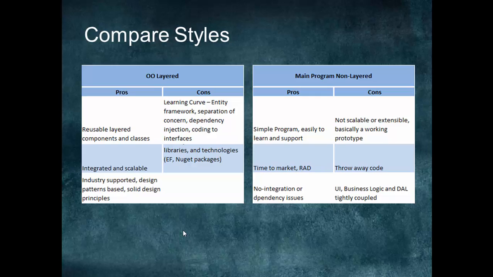So the pros of a main program with a lot of function calls would be that it's a very simple program. It's obviously very easy to learn, very easy to support because it doesn't have the integrated layers. Time to market would be a lot faster because you don't have to really architect anything. You just sort of prototype it, build it on the fly. It's considered RAD development. There's no dependency issues involved.